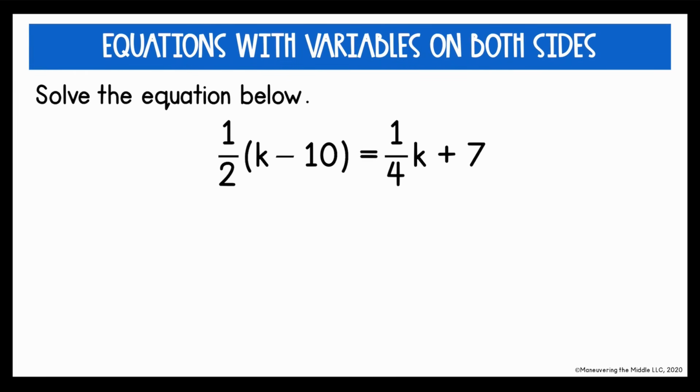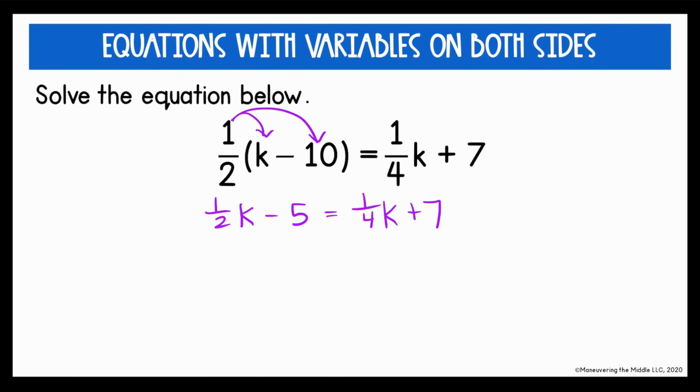Okay, in this equation, we see that on the left, there are parentheses, which means we need to distribute the 1/2 to both terms inside. So let's rewrite the left side as 1/2 k minus 5, because 1/2 of 10 is 5, equals 1/4 k plus 7.